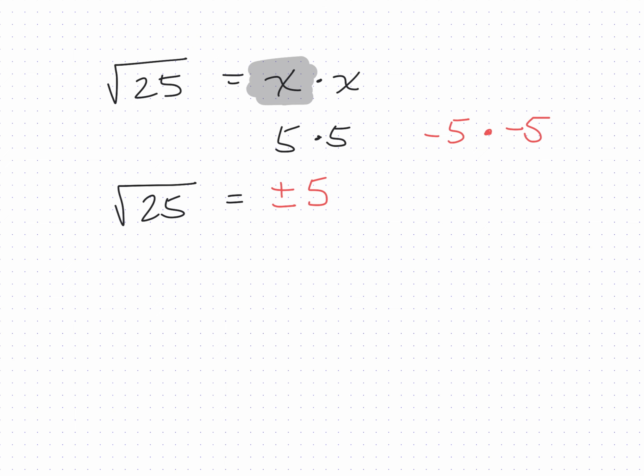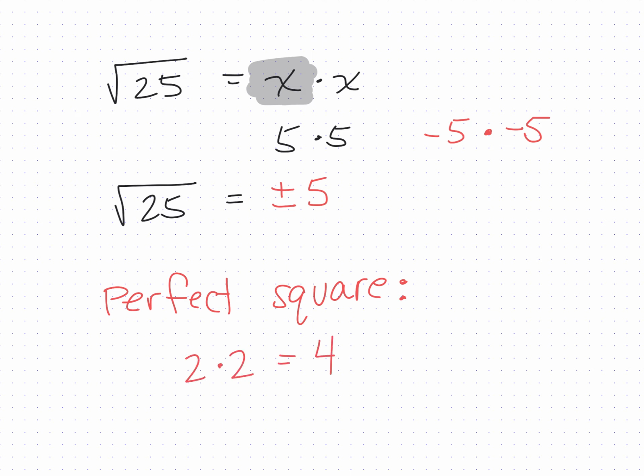Now, so far, all we have seen is something called a perfect square. A perfect square is just a number that is the result of an integer being multiplied by itself. For example, if I took 2 times 2, of course, that would be 2 squared, which is 4. 4 is a perfect square.